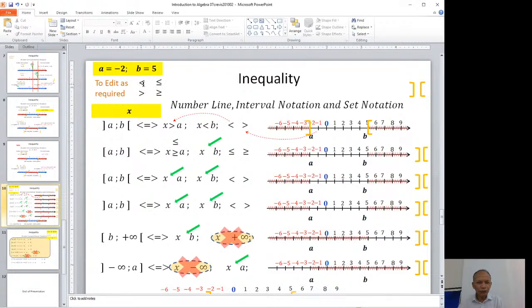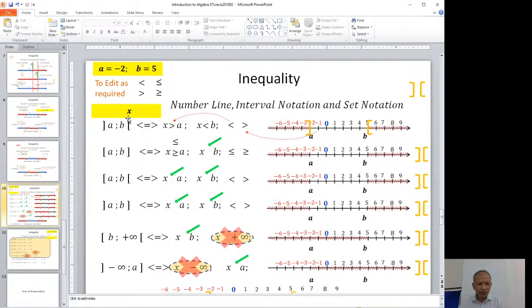We either use simple notation or composite notation. Simple notation is only inequality. Composite notation is inequality plus equality.